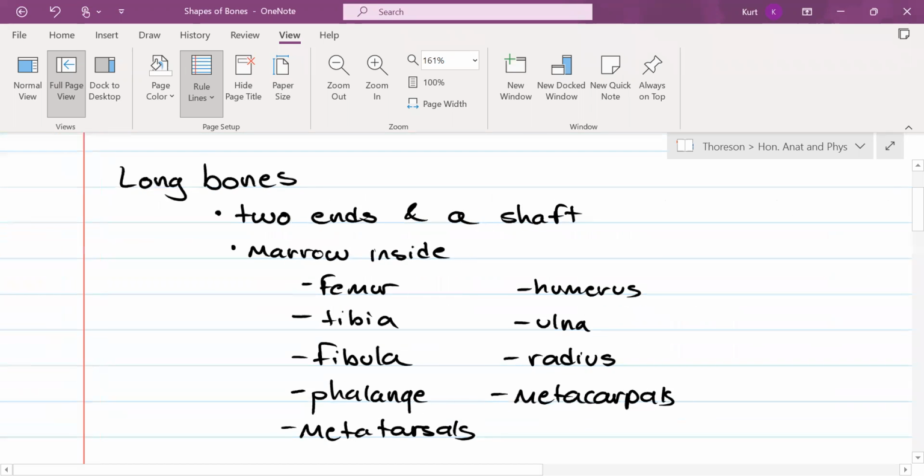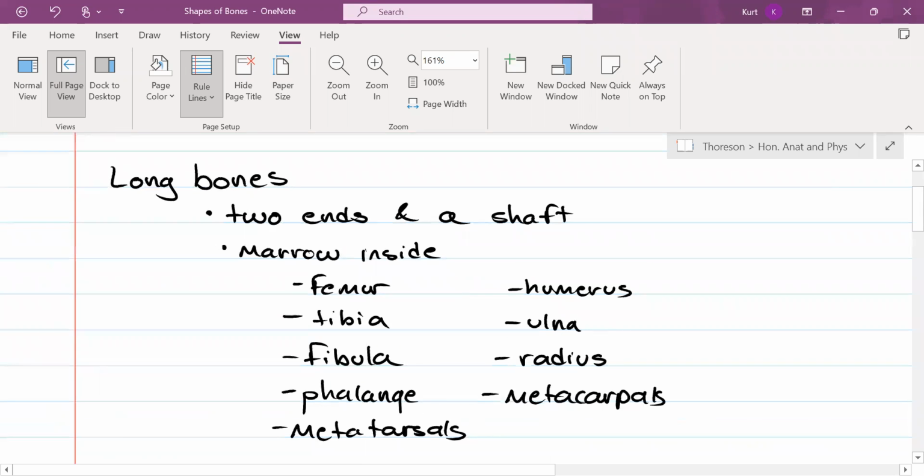They are exactly what they sound like. They're long. It could be a large long bone like your femur, or it could be a small long bone like a phalange. Even the little phalanges in your pinky toe, your little piggy, are considered long bones. If it has two ends and a shaft, it's a long bone. There's often marrow inside long bones.